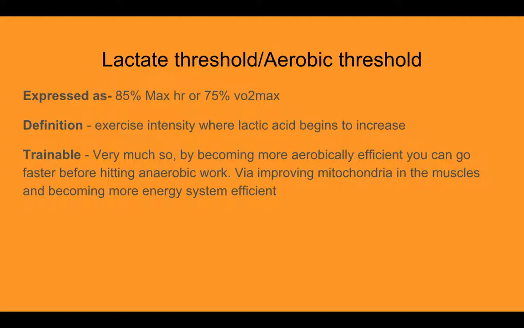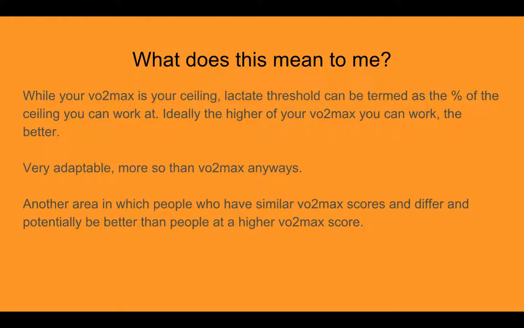And this is improved by the mitochondria in the muscles, and the muscles becoming, and the energy system becoming more efficient. So what does this mean to me? With before how we said your VO2 max is your ceiling, as in your VO2 max is pretty much how much oxygen you can maximally play with, your lactic threshold can be termed as the percentage of the ceiling you can work at aerobically. So ideally, the higher the percentage of your VO2 max you can work aerobically, the better you'll be.